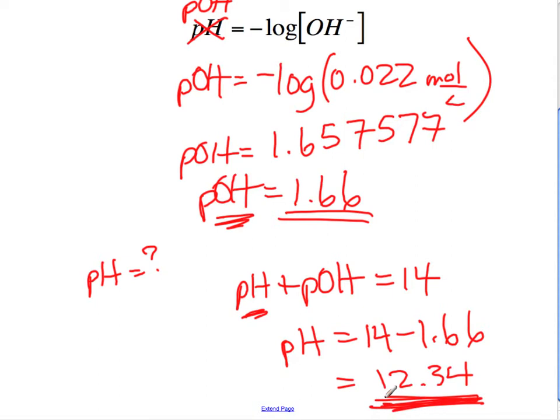Well, it's not acidic at all. It's actually basic. And that's what the pOH is telling me here too. Okay, now similarly with pH, we also need to go backwards.